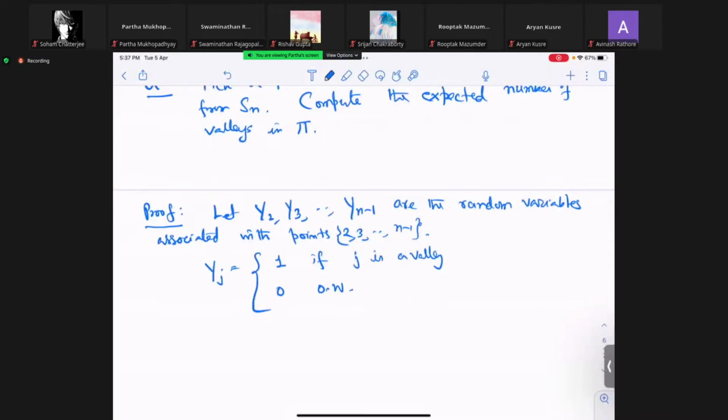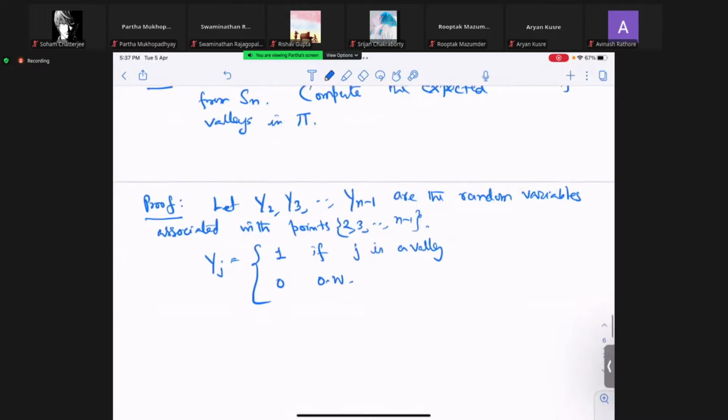You should always understand the experiment. What is the experiment? You are uniformly sampling a permutation from all permutations. That is your experiment, and this is the outcome. That's a random variable. So the total number of valleys is given by another random variable y, which is the sum of all these random variables.